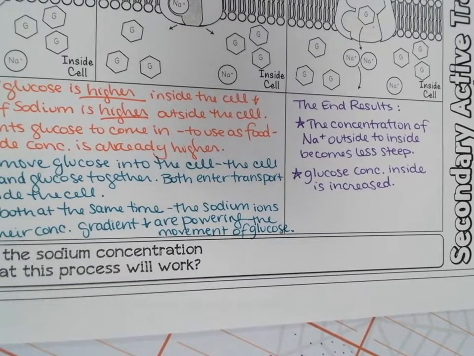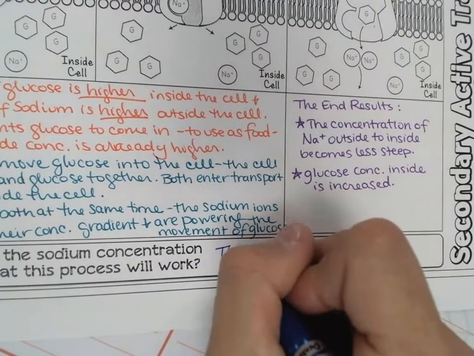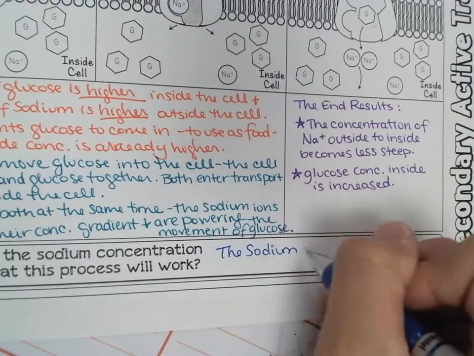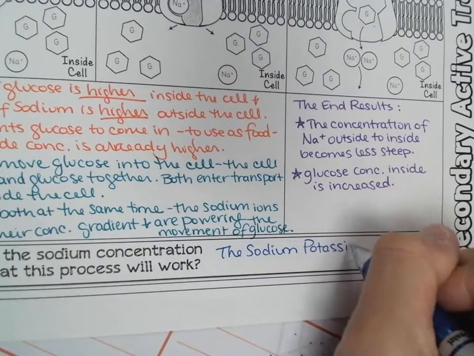And then the last thing to add to your page is the question at the bottom. It says, what created the sodium concentration gradient so that this process will work? So how did we get the concentration gradient outside of sodium so high? What happened? What did we do? Yes, the sodium potassium pump from the page before, where we created that concentration gradient to be so steep. That is what allowed this process to happen. So that's what you write here. The sodium potassium, and then y'all can go.